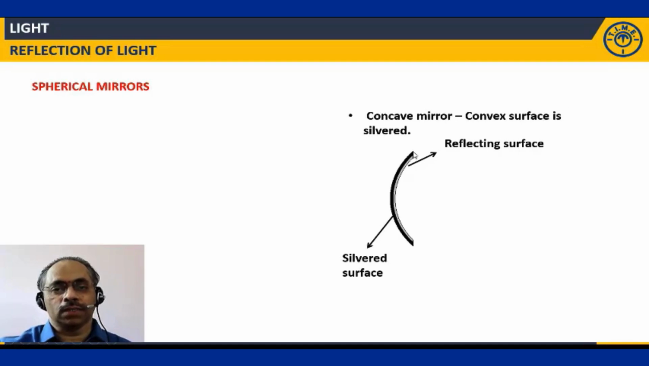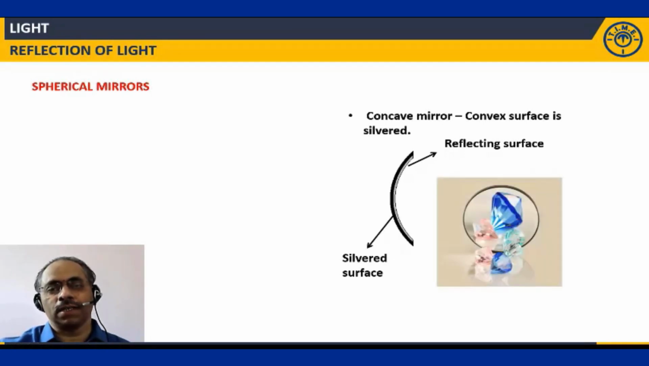Suppose I silver coat the outer surface, which is the bulged out or convex surface. Then automatically the inner surface will be the reflecting surface. Such a mirror you will call a concave mirror. If you take an object and place it in front of the concave mirror, I will be able to get an image like this. So there is still time, we'll discuss the nature of the images formed by concave mirrors also.